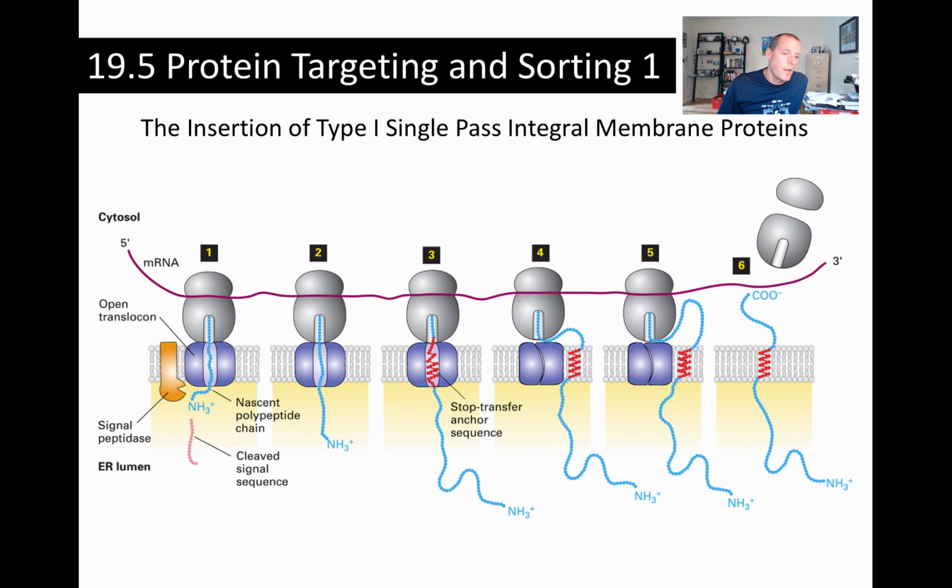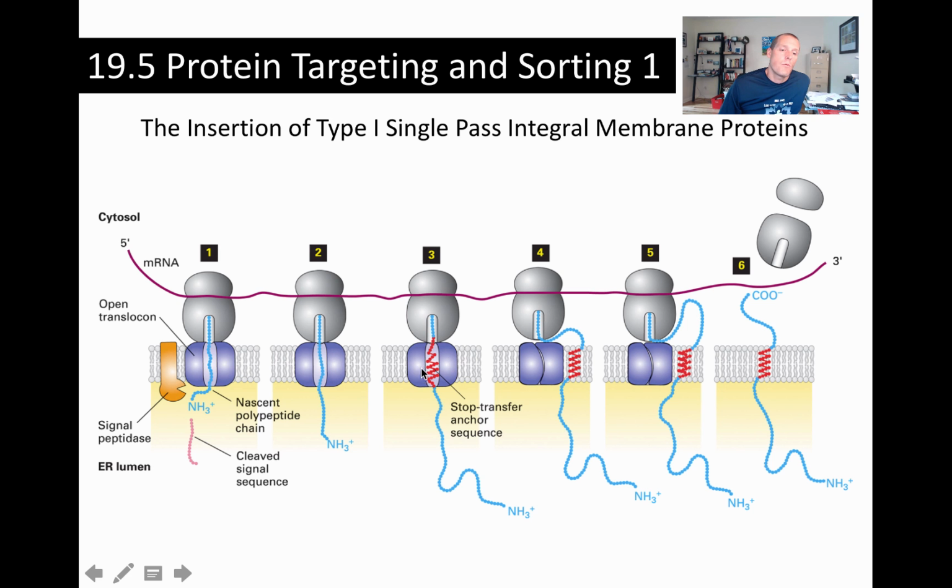So this involves SRP and the SRP receptor and signal peptidase. What's going to happen here is we're going to have translocation, cleavage of the signal sequence by signal peptidase over here on the left, and then continuation of translation and insertion of the amino terminus into the ER lumen. And then at some point, some way down the protein, there's a sequence of amino acids called the stop transfer anchor sequence. This sequence of amino acids is going to form the hydrophobic transmembrane segment.